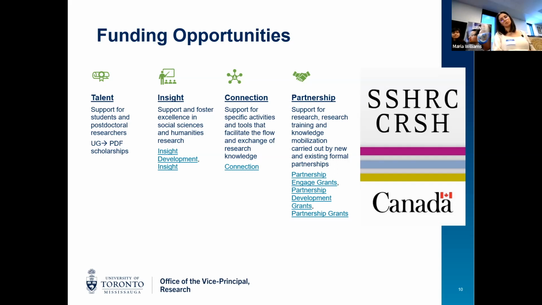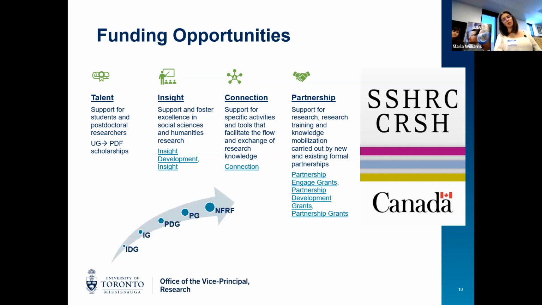Then you have the partnership development and the partnership grants, which are more multi-person team. It can include community partners, it can include academic partners. Again, the same way insight development could lead to the insight, the partnership development can also lead to a partnership grant. The development, in its name, helps you to develop your team, develop the work, possibly leading into the multi-million 7-year partnership grant.